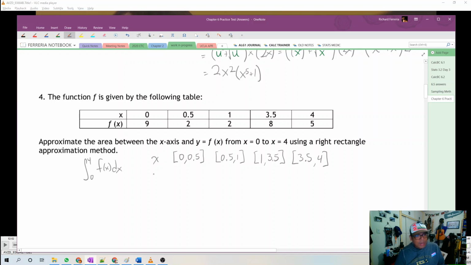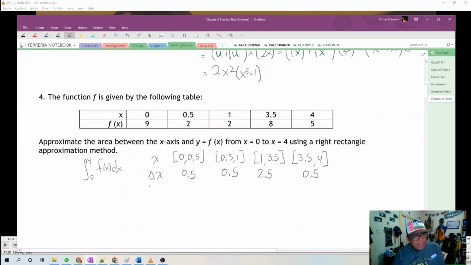Okay. Next, what is the delta x for all of these? 0 to 0.5 has a delta x of 0.5. 0.5 to 1 has a delta x of 0.5. 1 to 3.5 has a delta x of 2.5. And then 3.5 to 4 is a delta x of 0.5. Notice how crafty this is, so you can't use a formula. You have to find the area of each individual rectangle.